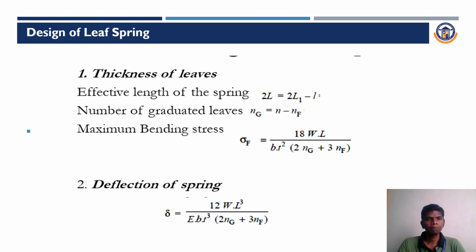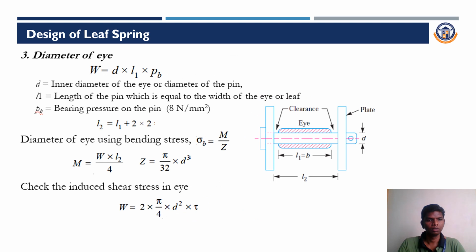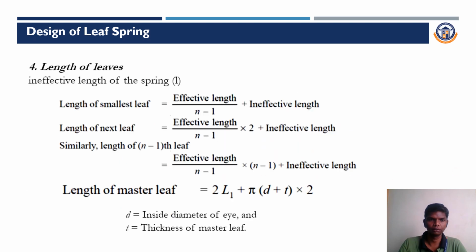So while designing the leaf spring, to find the thickness of the leaf, these are the formulas we are going to use. To find the length of the spring, the number of graduated leaves and the bending stress. The second formula is for the deflection of the spring. And this one is to find the diameter of the eye for leaf springs. These are the formulas which we are going to use to find the diameter of the eye.